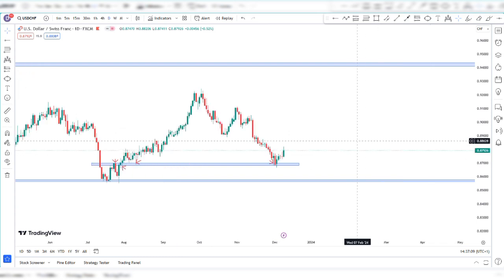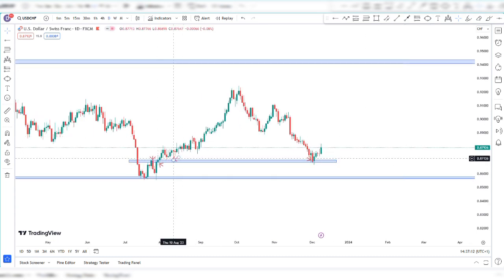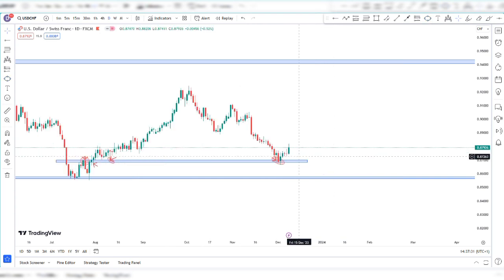And if you go to the daily time frame, we can see the areas that price has tested here, breaking through it and then coming back down to retest that area again, and then eventually over the past week or so has tested this area as well, and now moving to the upside.